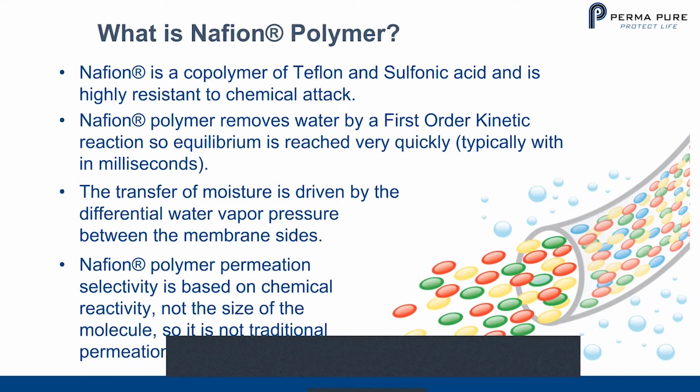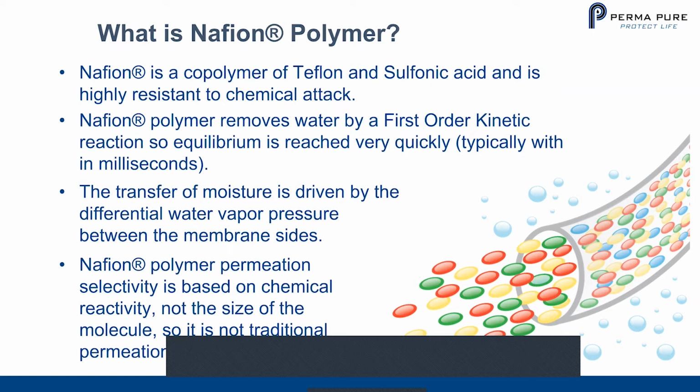With traditional permeation, you can look at it like a bug screen, where you have a screen with holes in it, and the holes are sized to let certain components through, molecules, for example, and leave the other ones out. That's not what Nafion is. Nafion is different in that the water actually becomes part of the material's chemical structure and moves through its lattice from one side of the membrane to the other based upon this differential vapor pressure of water.